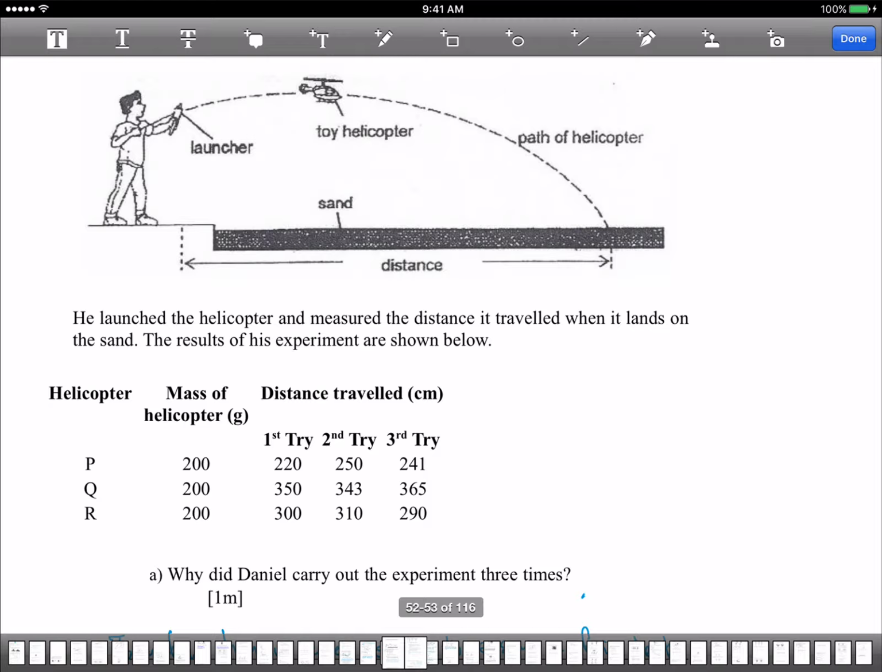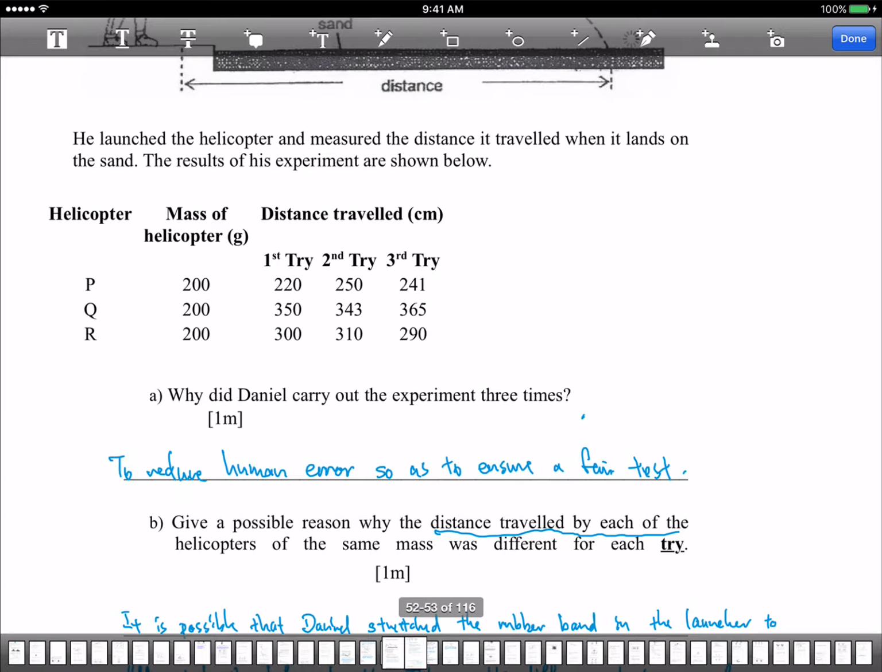Why did Daniel carry out the experiment 3 times? Why must do 3 times? Oh, wait, I know. To ensure that the result is, what's that word called? Reliable. Yeah. Reliable or accurate, okay? Fair test, reduce human error, right? Make sure the result is accurate.